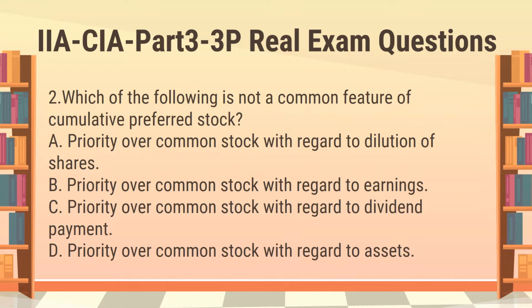2. Which of the following is not a common feature of cumulative preferred stock? A. Priority over common stock with regard to dilution of shares. B. Priority over common stock with regard to earnings. C. Priority over common stock with regard to dividend payment. D. Priority over common stock with regard to assets.